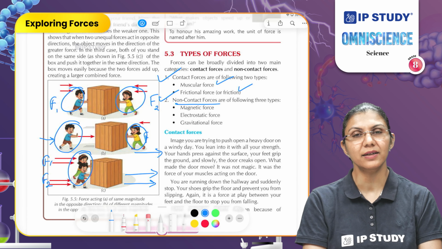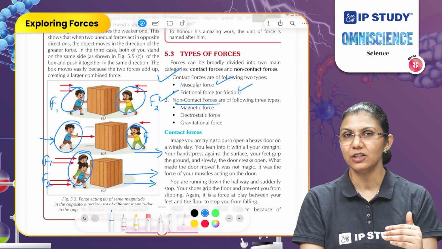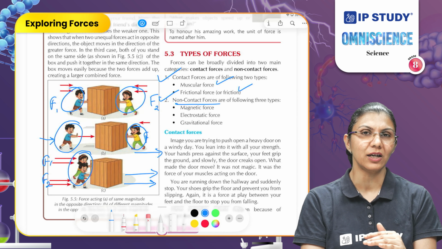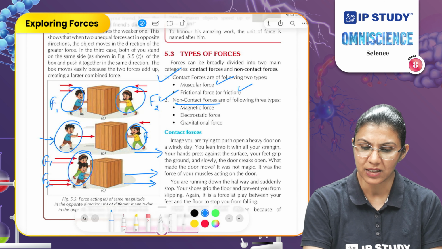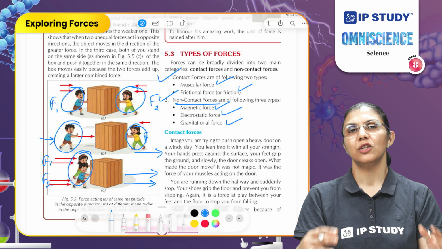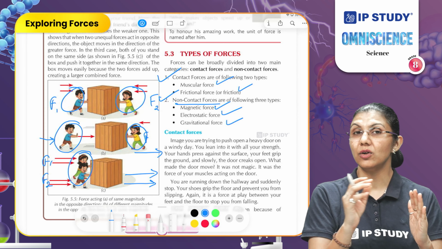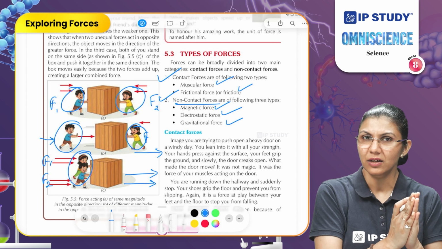As I said earlier, in non-contact force, two objects or fields need not be in direct contact with each other, which means during magnetic force, electrostatic force and gravitational force, the object is interacting with the field of that force, not directly with any other object.